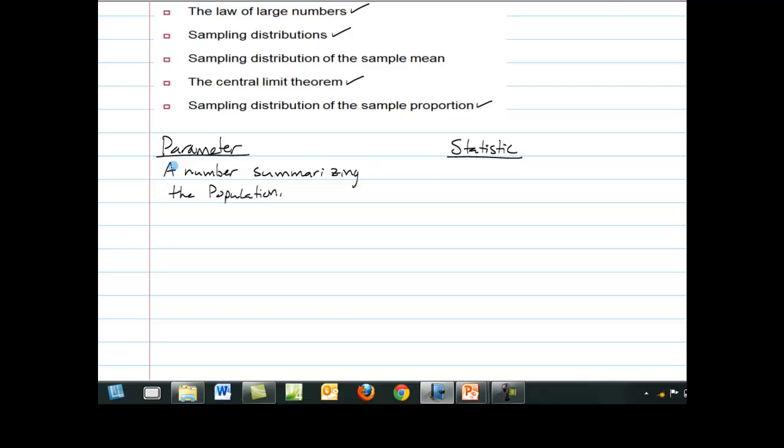Now, as a parameter is a number summarizing the population, a statistic is a number summarizing a sample. So how can you remember? This is a good fill-in-the-blank type of question. What is a parameter? It's a numerical value that summarizes a population. Well, if you notice here, both of these, parameter and population, start with the same letter P, and over here statistic and sample start with the same letter as well. So that's kind of a good mnemonic device to remember. Parameter goes with population, statistic goes with sample.